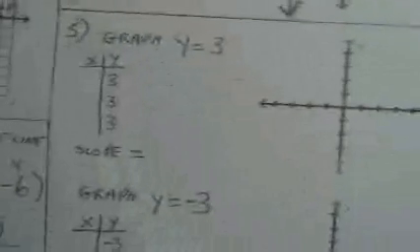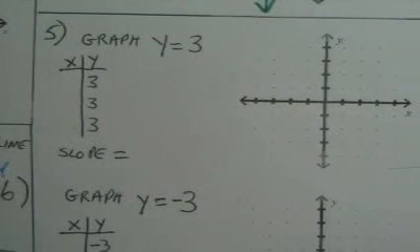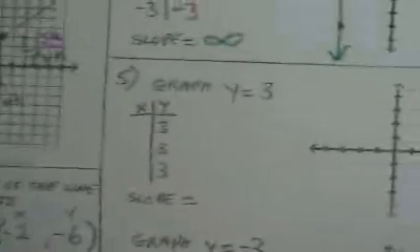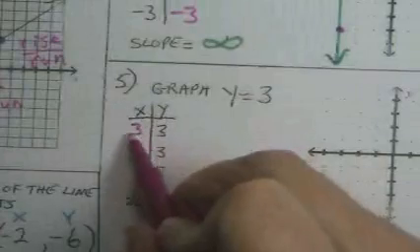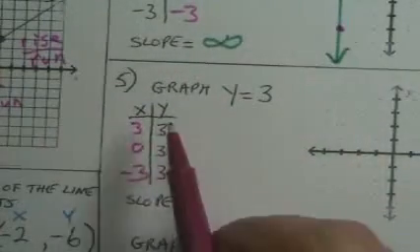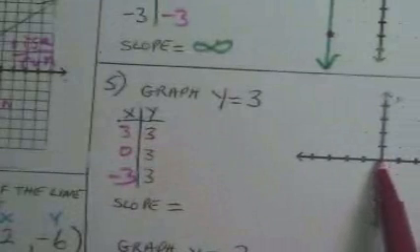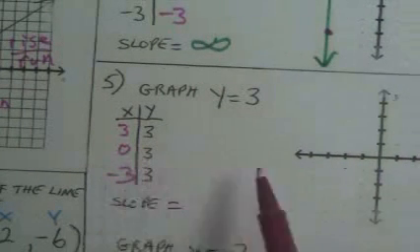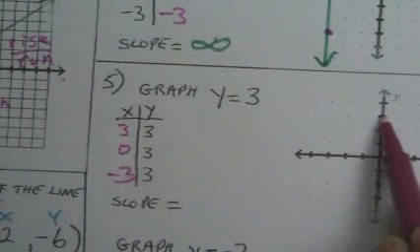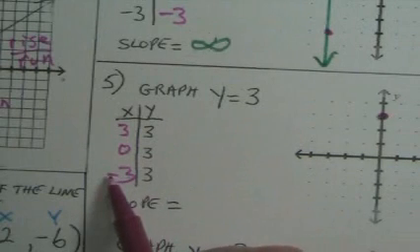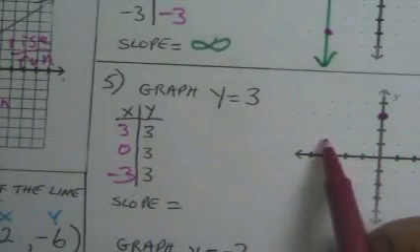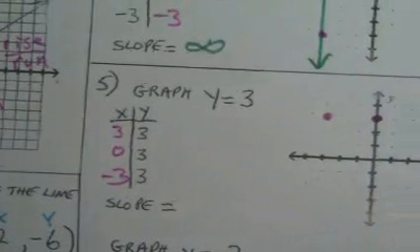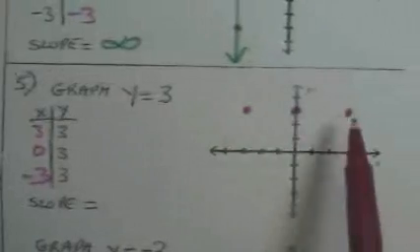All right, now let's take a look at number 5. A little different. This time y is always 3. So if y is always 3, it doesn't matter what you make x. So let's say that I make x again 3, 0, negative 3. So (3, 3). Let me graph that. Over 3, 1, 2, 3, and up 3 is there. (0, 3): sideways 0, up 3. Next one, sideways negative 3, up 3. So there's what your line looks like going that direction.